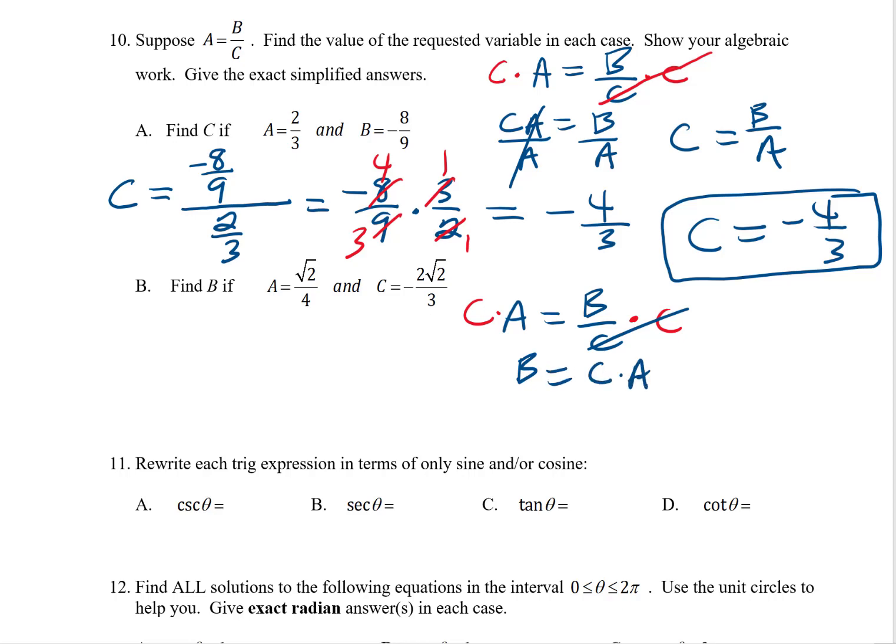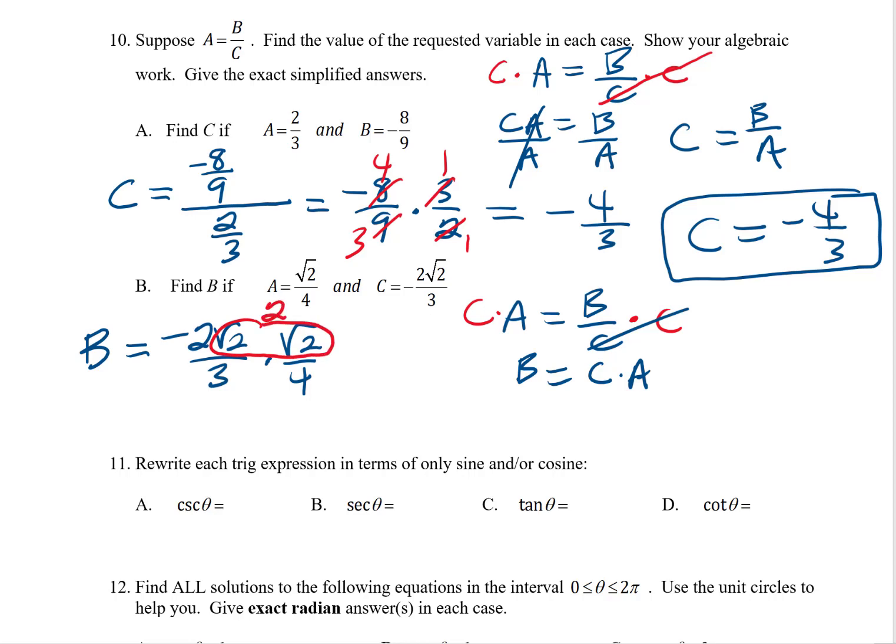Well, great. So in this particular problem, if I want to find B, all I need to do is multiply the C, -2√2 over 3, by the A, the √2 over 4. Let's see, do we have any canceling we can do? We actually do. √2 times √2 is just equal to 2.